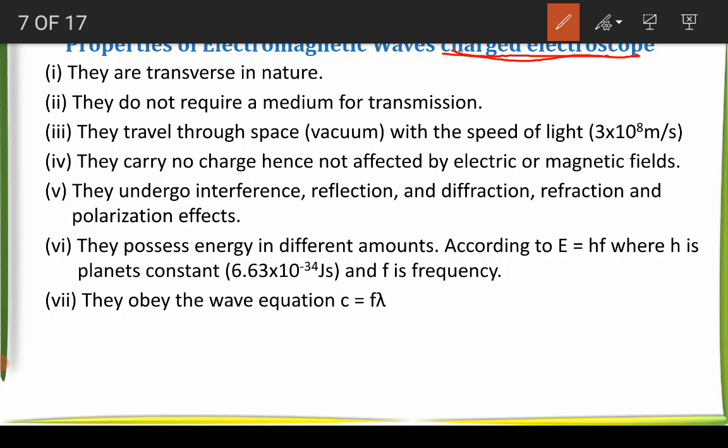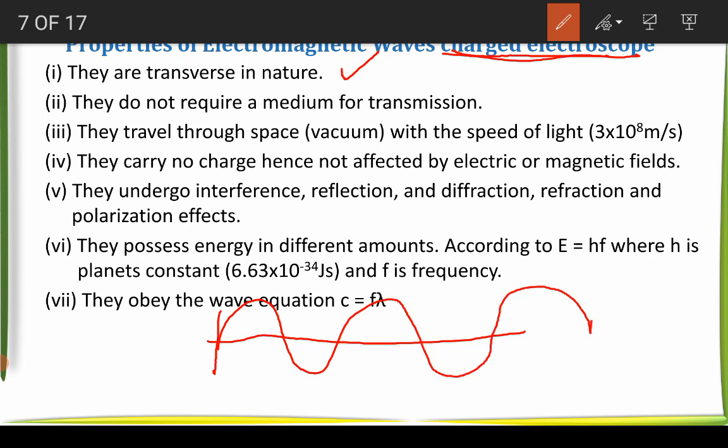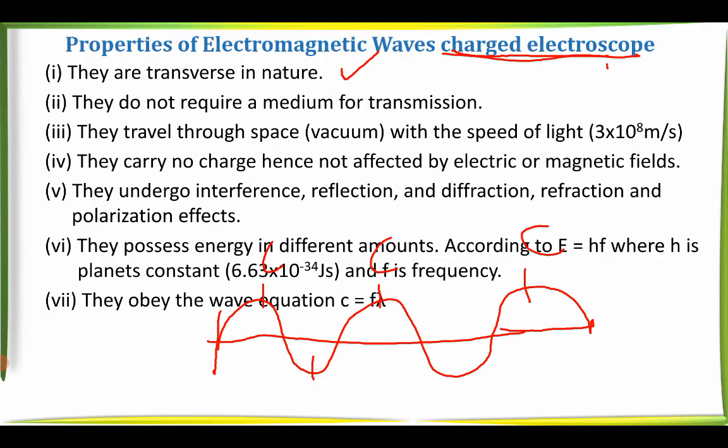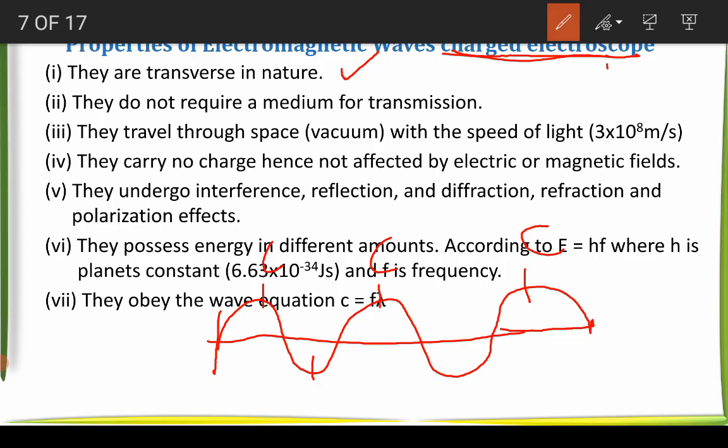So one of the properties is that they are transverse in nature, meaning when they are being propagated, they form a wave function like this, with crests and troughs. So they are transverse in nature. They are characterized by crests, troughs, and so on.